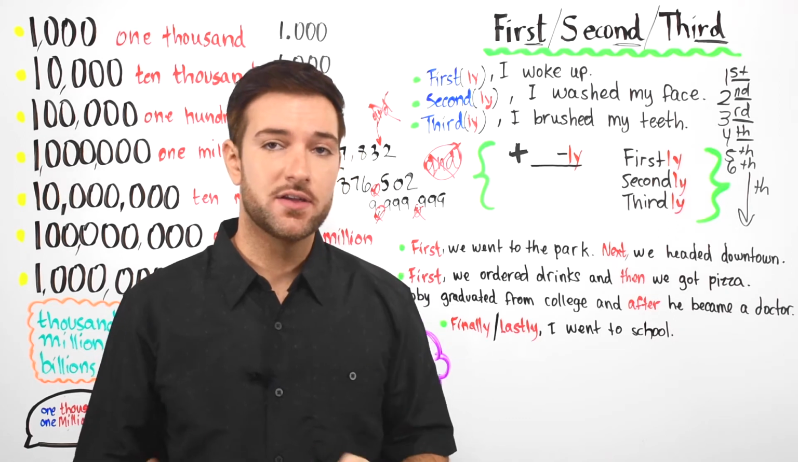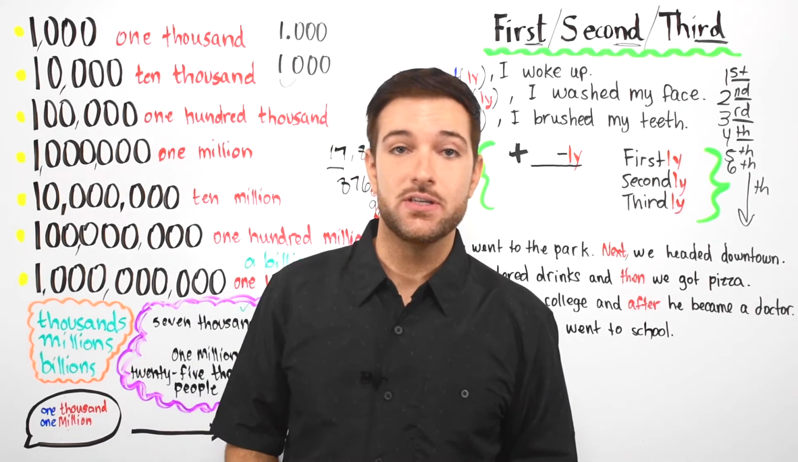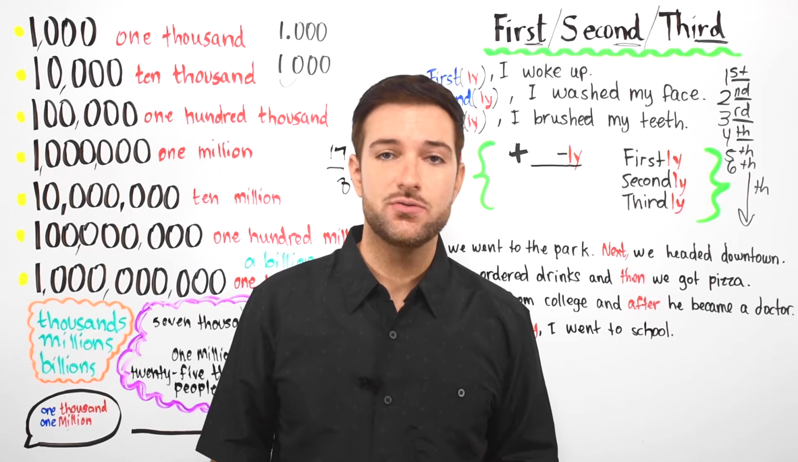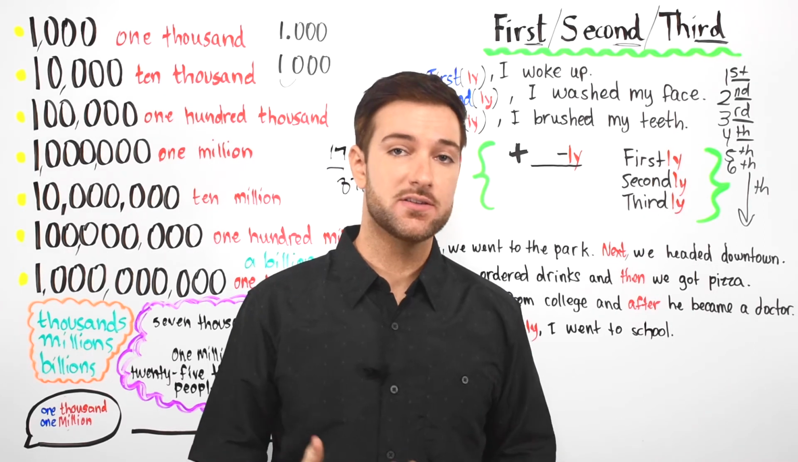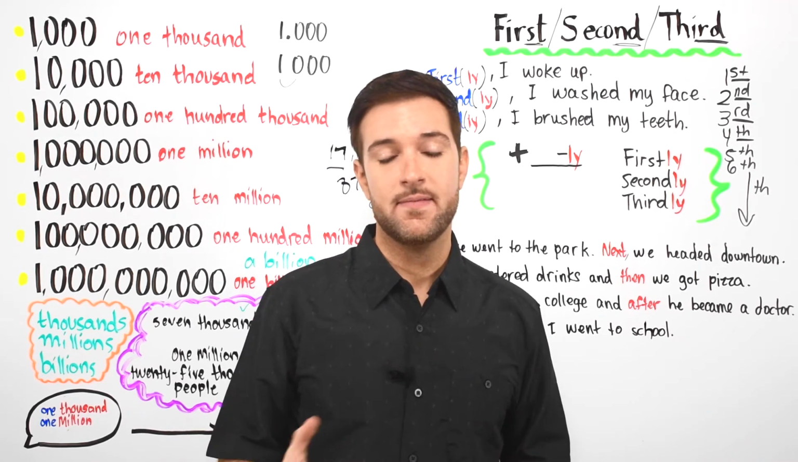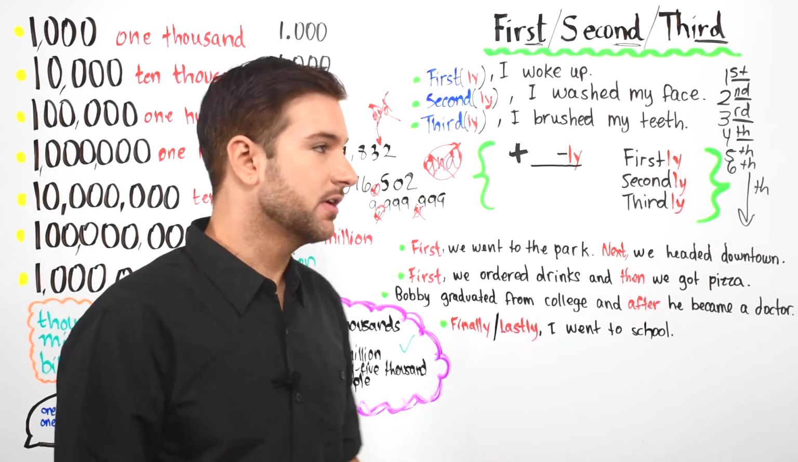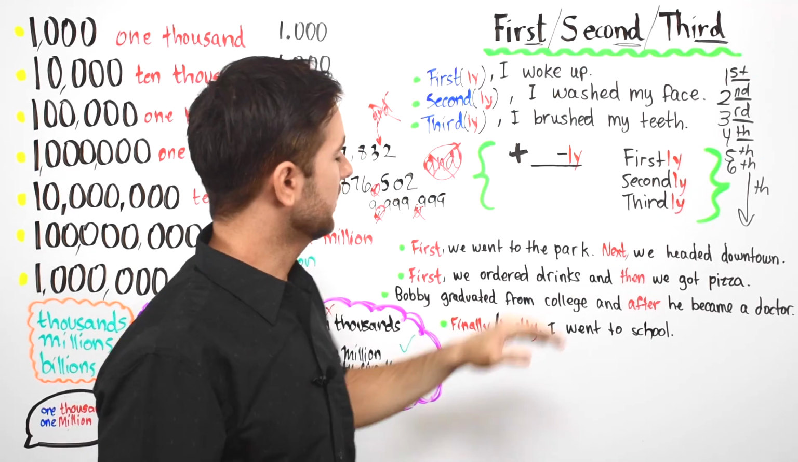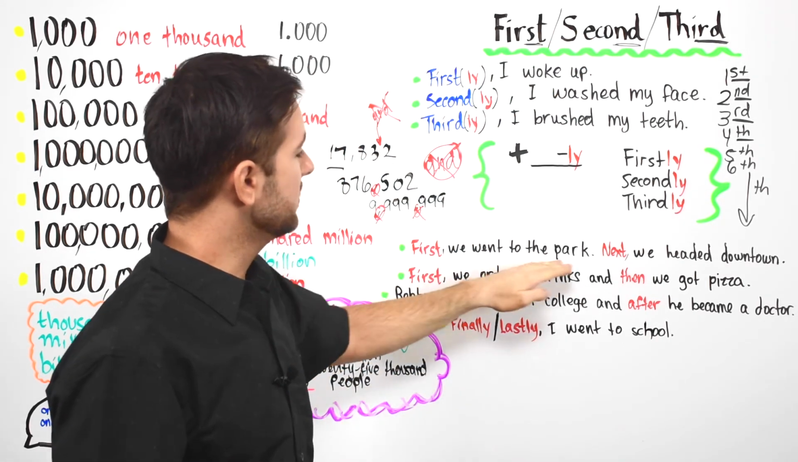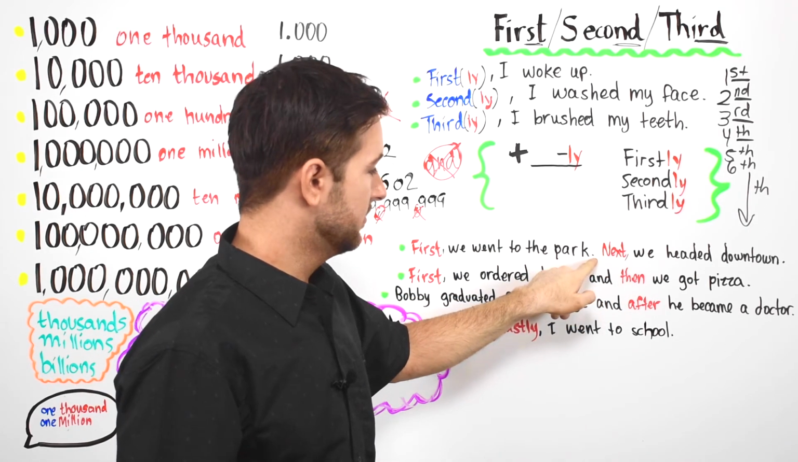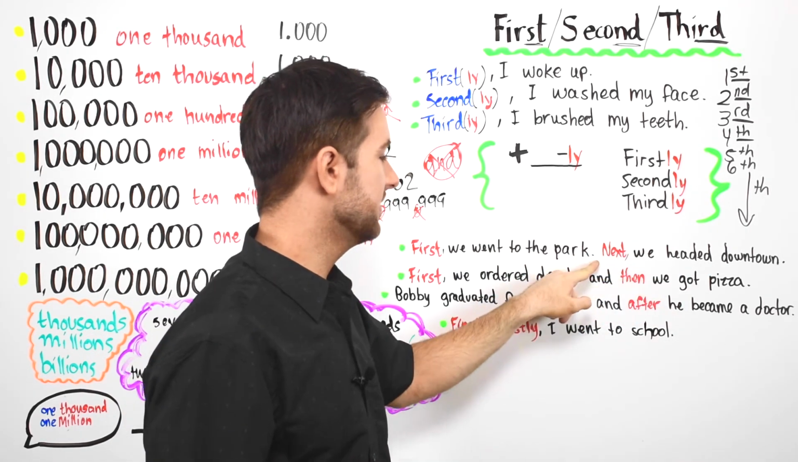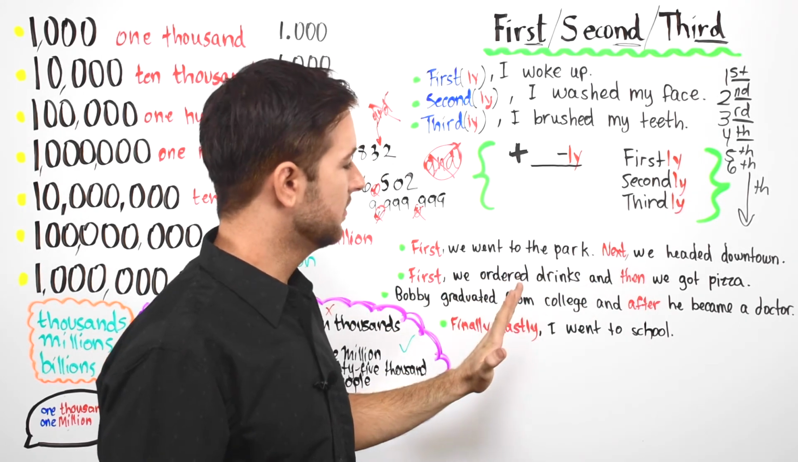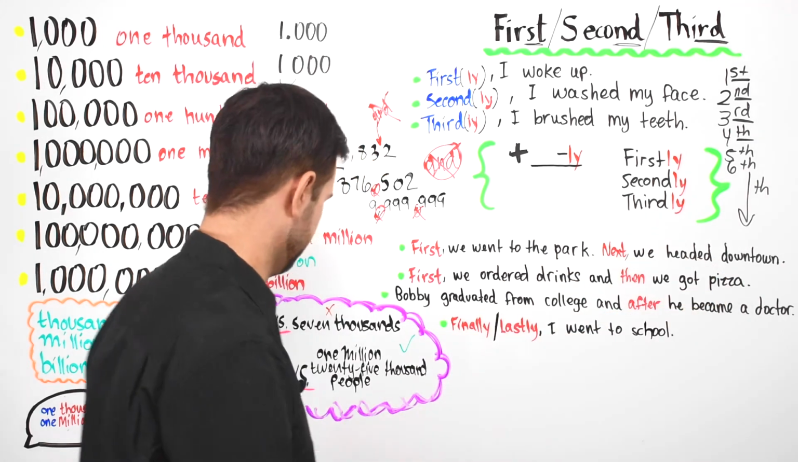Oftentimes, guys, we have other words such as next that we use in English. English speakers use next for something that happens after something else happens, or after something else in general. Let's look at a few examples. The word next comes after one of these words here, okay? For example, first we went to the park. Next, period. Next we headed downtown. That doesn't have to be a period, it can also be a comma. It could be like, first we went to the park, pause. Next we headed downtown, okay?